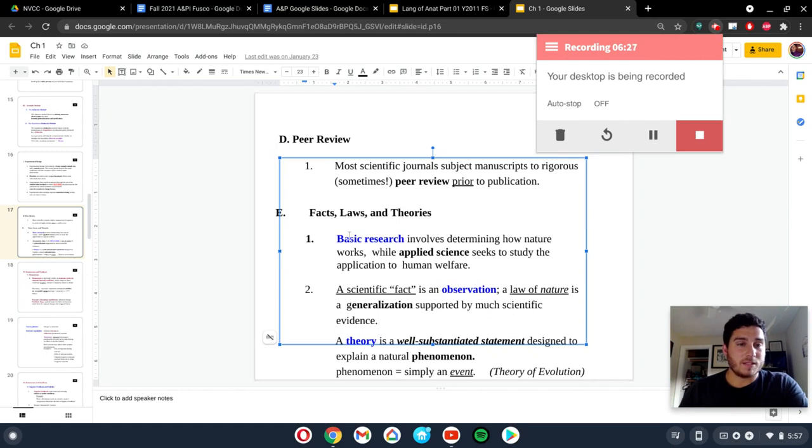And then the rest of this, you guys can read through, to better understand facts, laws, and theories. This is really important for understanding basically where science comes from and what it really means. So check that out.